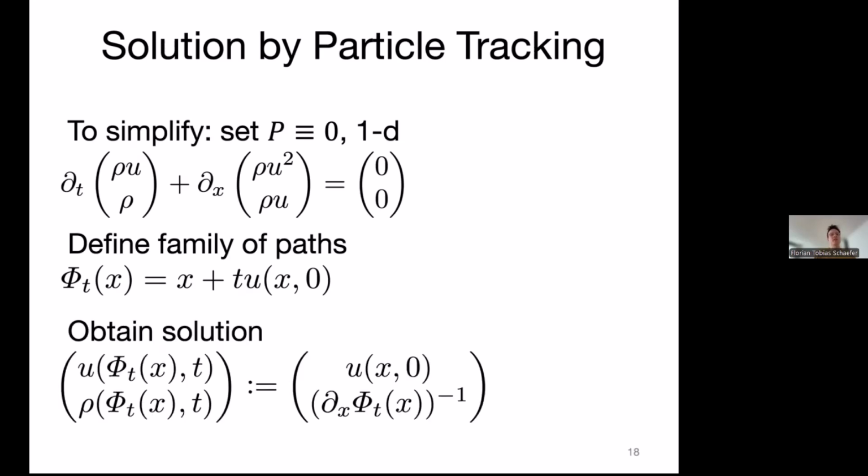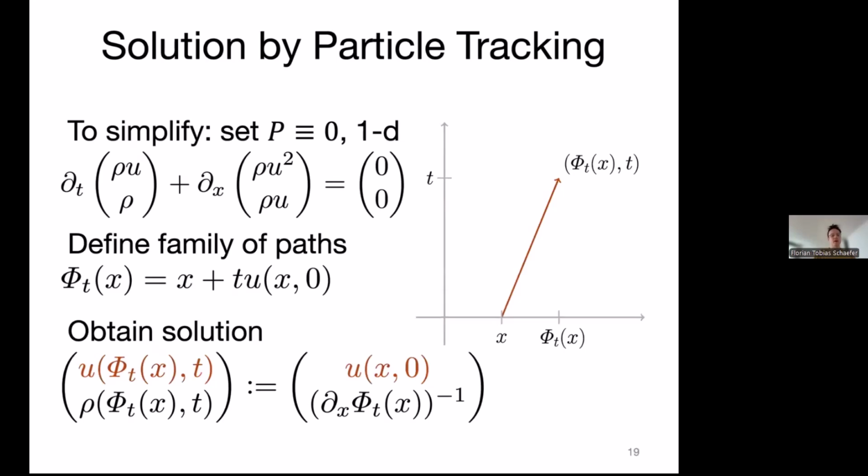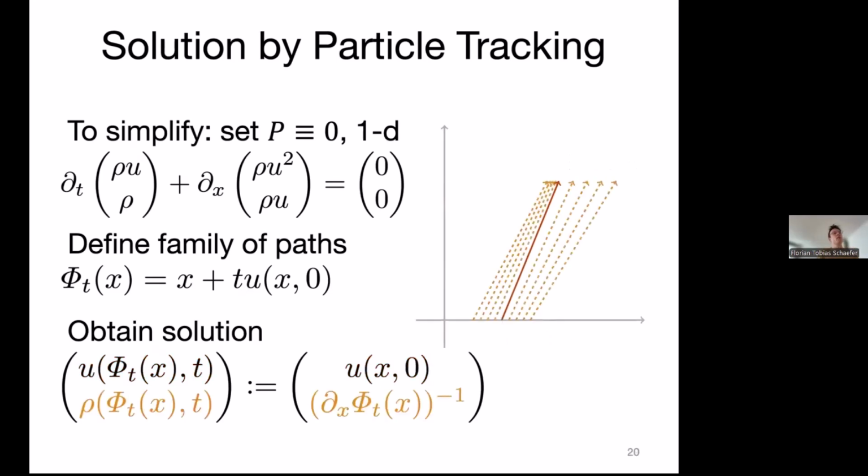And then we can write down the solution in pretty much closed form. We get the velocity at a certain point by tracing back to where the particle that's passing through right now started, and what its initial velocity was. Likewise, to get the density at a point, we investigate whether around the point the particle trajectories are converging or dispersing. And that is encoded in the spatial derivative of this deformation map that maps initial points to current positions.